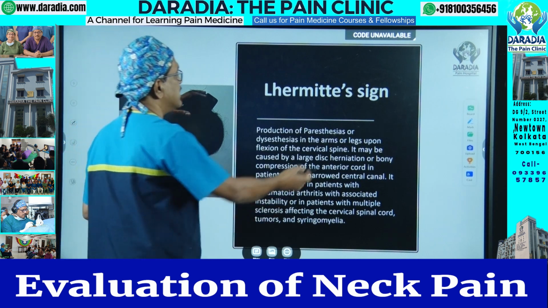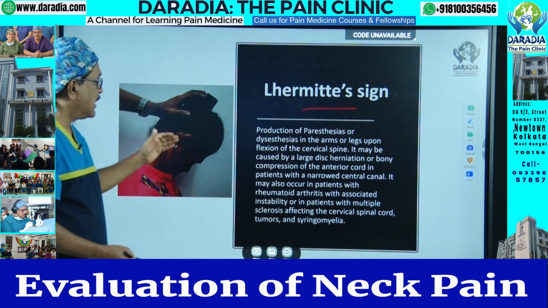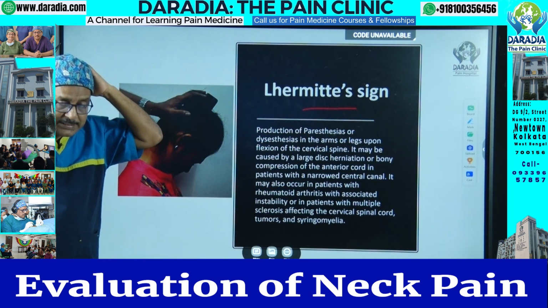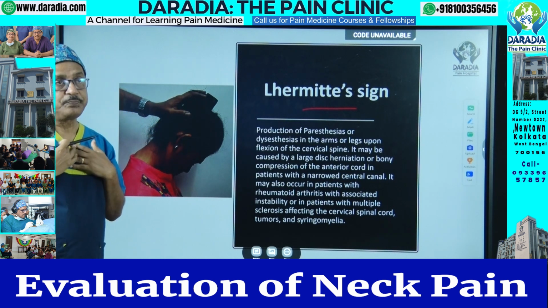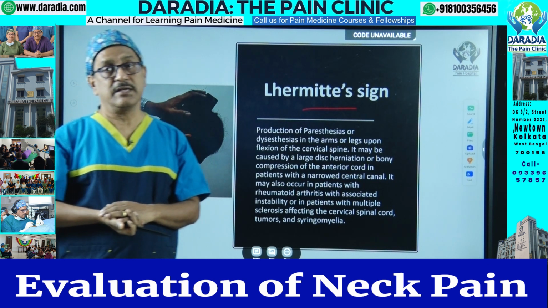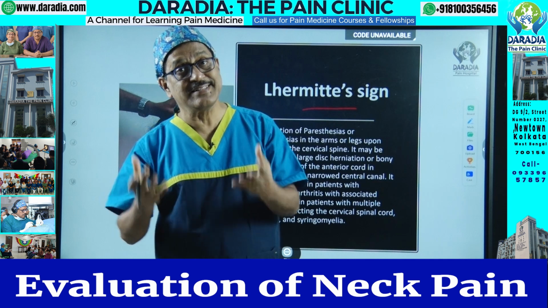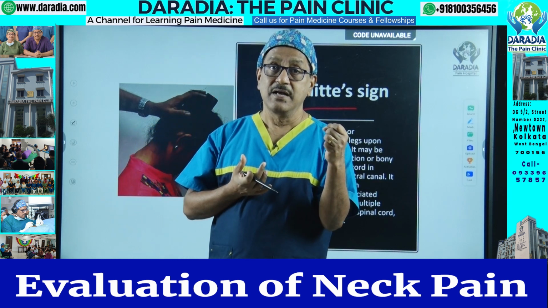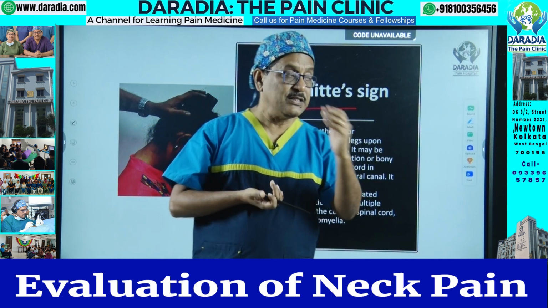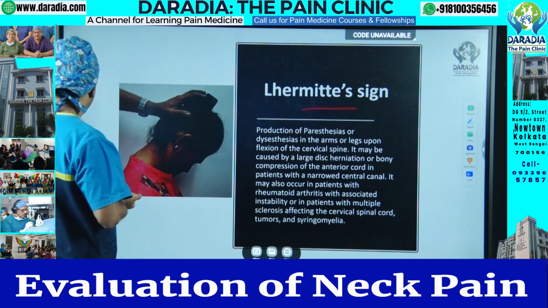Then is your Lhermitte's sign. So what is done in Lhermitte's sign? The examiner passively flexes the neck, and if the neck is flexed and there is a space occupying lesion in the cervical spine, or tight cervical stenosis, then the patient's symptoms will be reproduced.